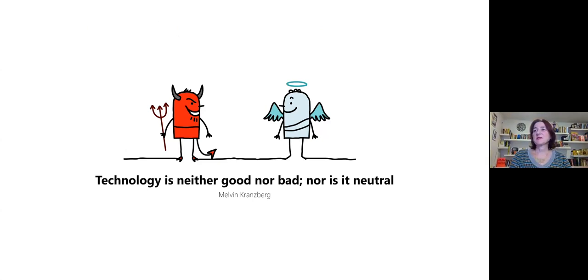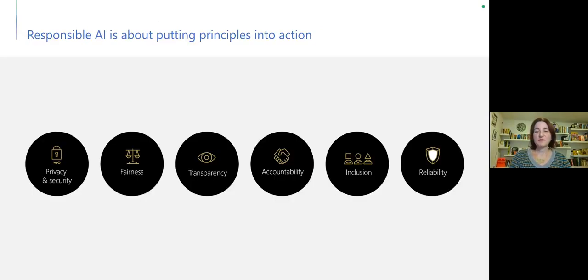Melvin Kranzberg said, technology is neither good nor bad, nor is it neutral. And because this is the situation, we have to think about principles and values as something that is guiding us. This is the focus of responsible AI. You're working from values that we all share, that we all believe in.